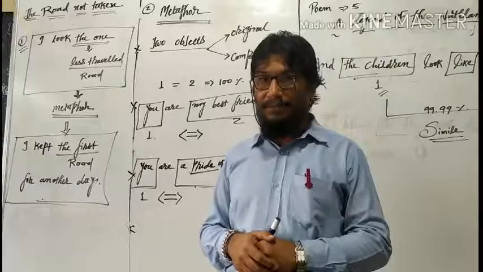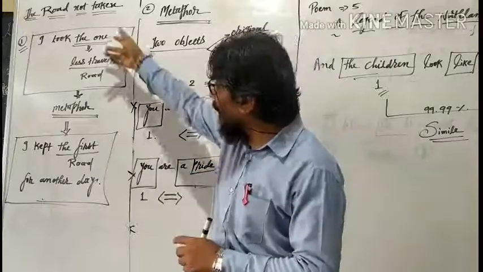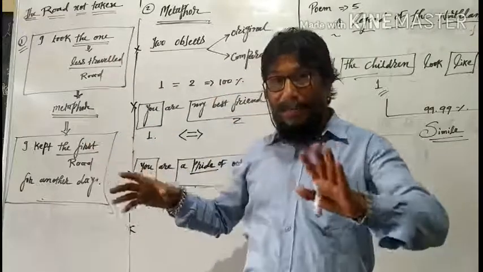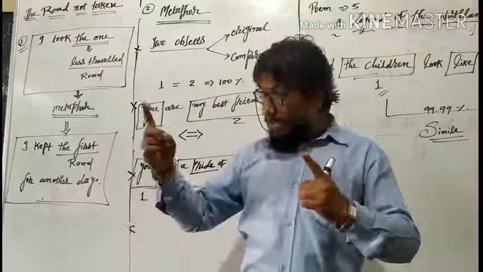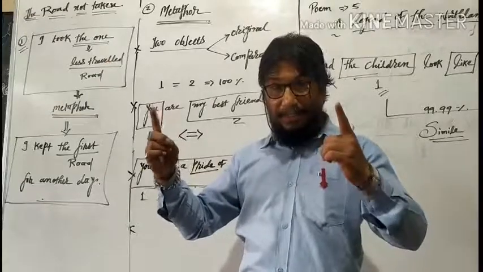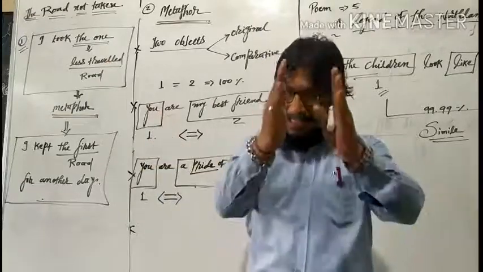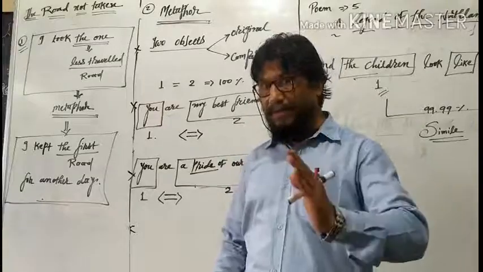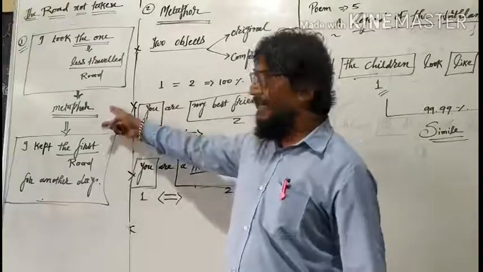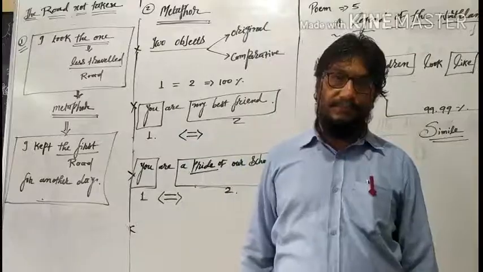Got the idea? In this way, we have to concentrate where metaphor is there, where the comparative and original aspects are both there, but with exact equality, with 100% equality. That's the identity of metaphor. Got the idea?